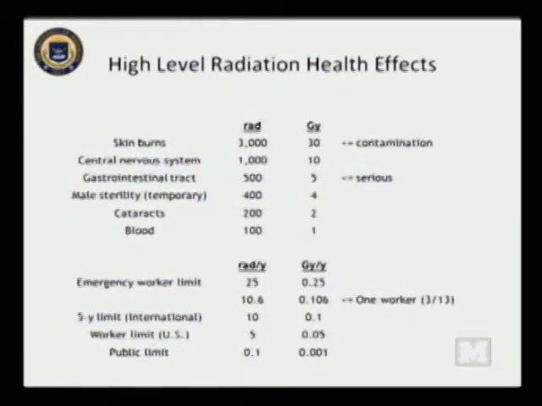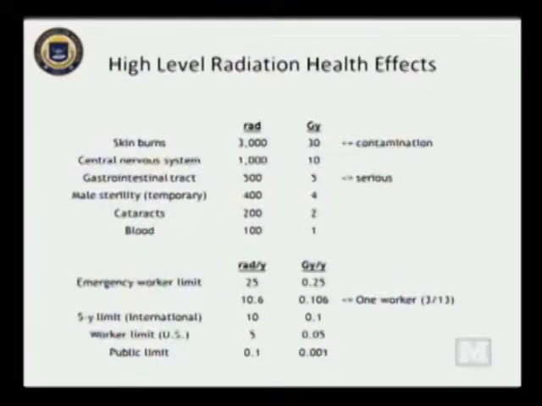The other thing is the severity of the effect. It depends upon the dose. The blood, GI tract, and central nervous system, that is part of a syndrome called acute radiation syndrome, and you may hear it called radiation sickness. Okay, so here we go. Whereas our US worker limit is 5.